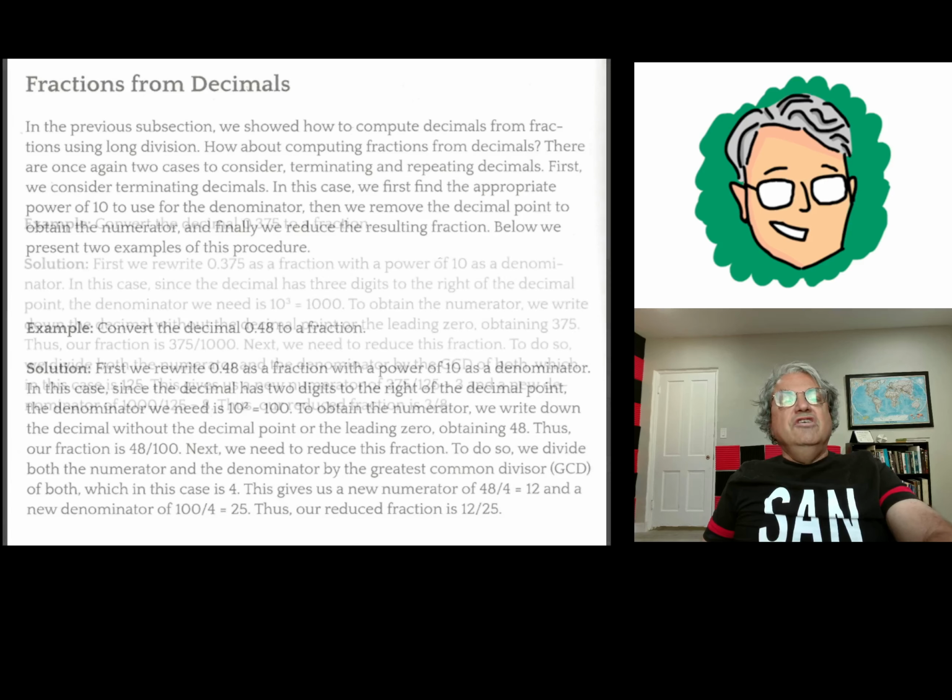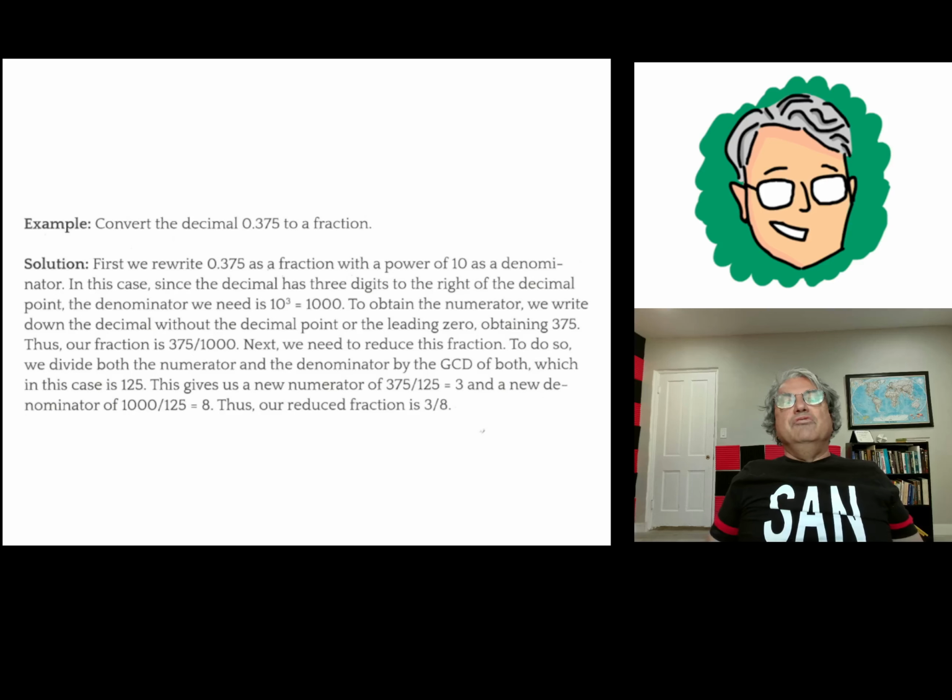Easy enough. How about a little bit harder one? How about 0.375? How will we convert that to a fraction? Well, same idea, except this time we're dealing with thousandths. So 0.375 is just 375 over 1,000. Now these are a lot bigger numbers we're working with. We have to compute the GCD of 375 and 1,000. But if you do that, it's not too bad.